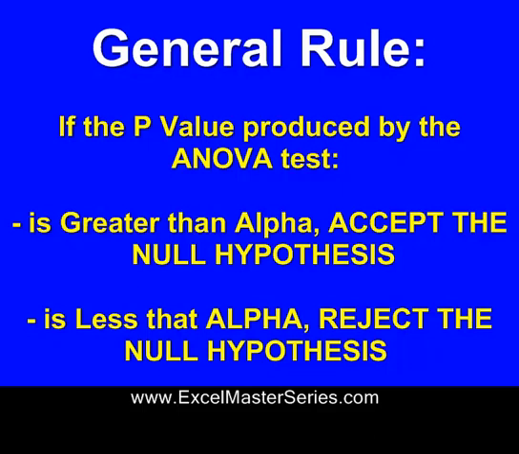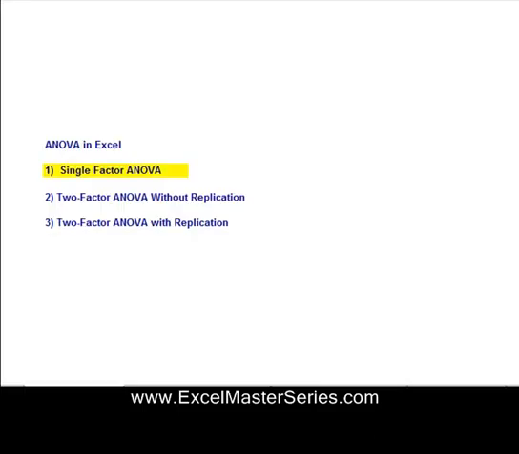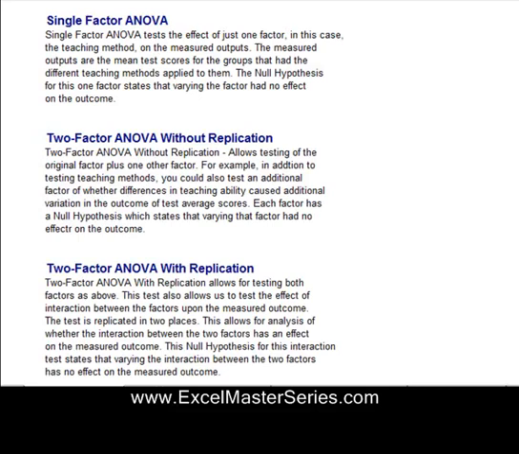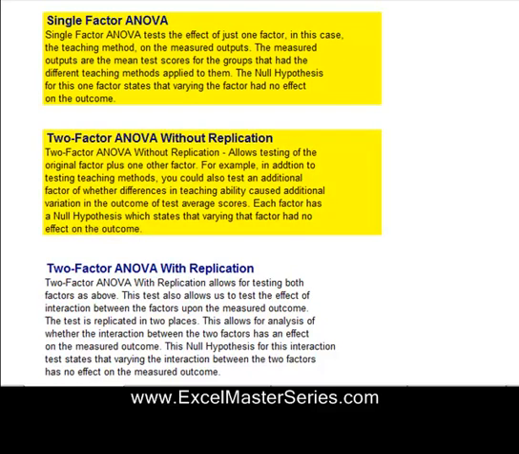There are three different types of ANOVA in Excel: single factor ANOVA, two-factor ANOVA without replication, and two-factor ANOVA with replication. Let's take a look at each one. Single factor ANOVA just tests the effect of one factor. Everything else is held constant. That one factor has its own null hypothesis stating that varying that factor did not have an effect. Two-factor ANOVA without replication: you're just adding one more factor in there. Everything else is constant. Each of those factors has its own null hypothesis test.